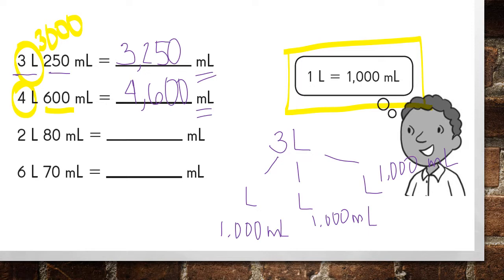2 liters is like 2,000 milliliters, and it has 80 milliliters. Be really careful because you don't have any hundreds in this one, so 0 hundreds, 80. So 2,080 milliliters. It's the same thing, it's equivalent. 6 liters, 70 milliliters. Be careful again, you don't have hundreds for this one. So 6,070 milliliters total.